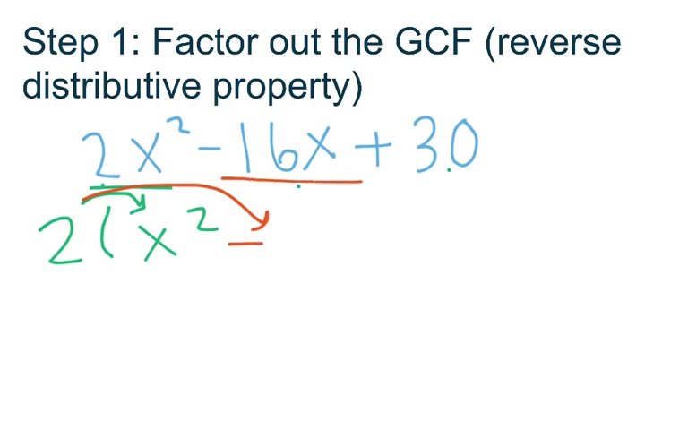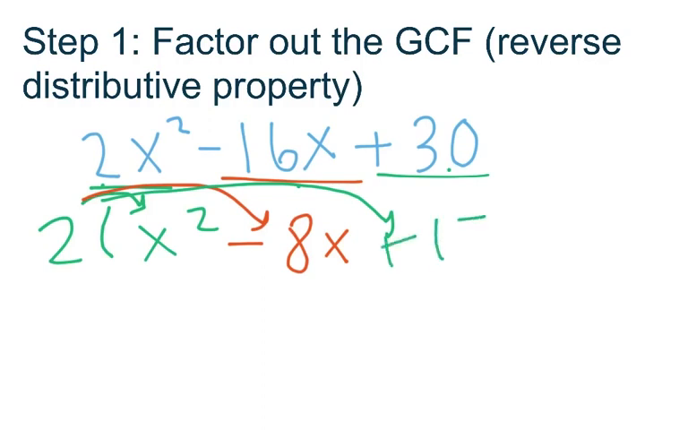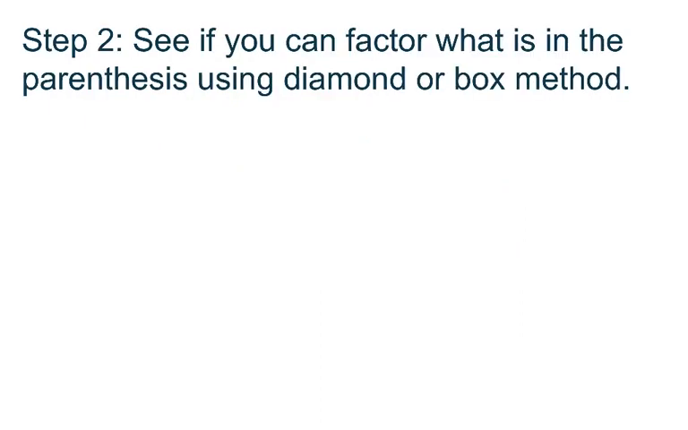Then we move on to 2 times what gives us negative 16x? Well, negative 8x. And lastly, we can't forget about this 30. So 2 times what gives you 30? Well, a positive 15. And then we can move on to step 2, which says, see if we can factor what is in the parentheses using the diamond or the box method. So we had 2 times x squared minus 8x plus 15.